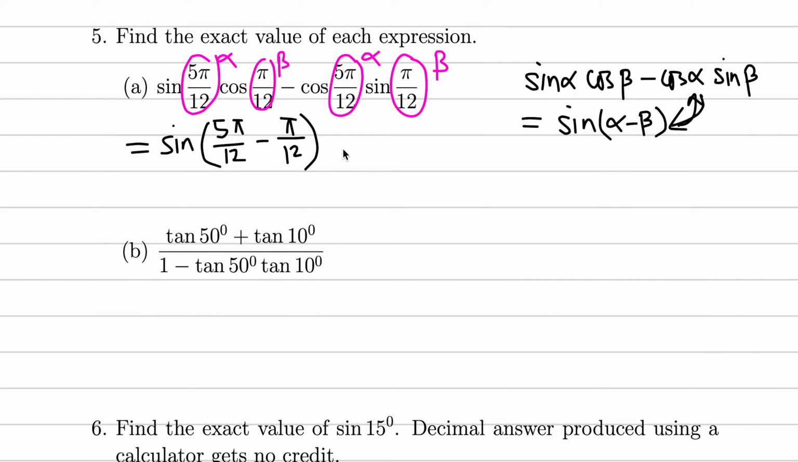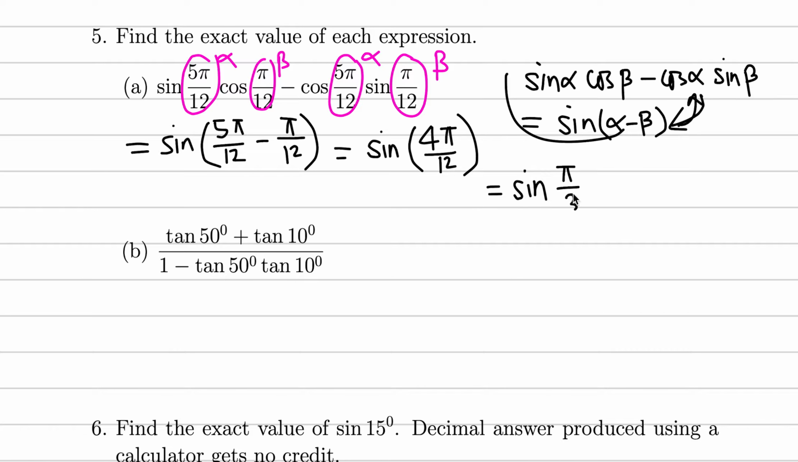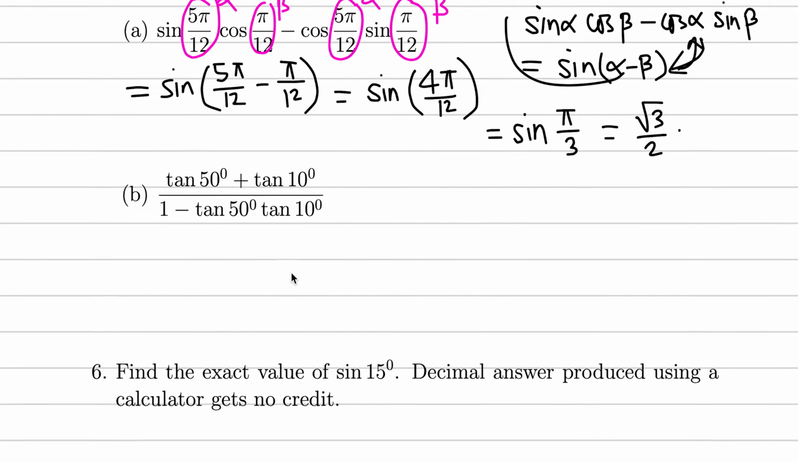Now let's work inside. This is sine of 5 pi over 12 minus 1 pi over 12. Common denominator 12, 5 pi minus 1 pi is 4 pi over 12. And 4 goes into 12 three times. So this is sine of pi over 3, sine 60 degrees. And we know the value of sine 60 from the unit circle, it is root 3 over 2. Sine means y coordinate.